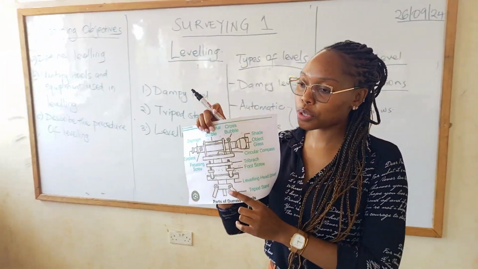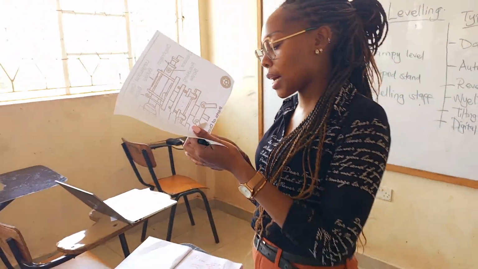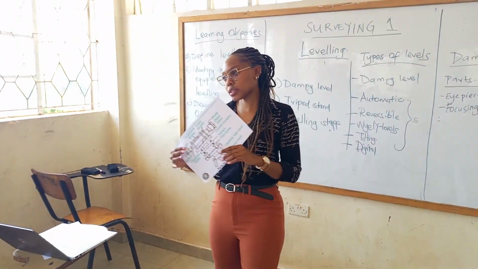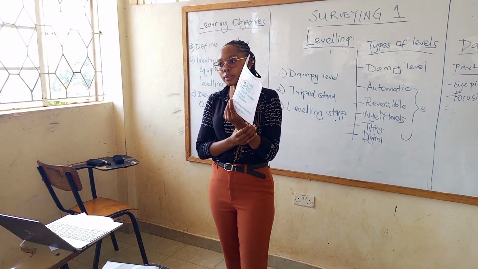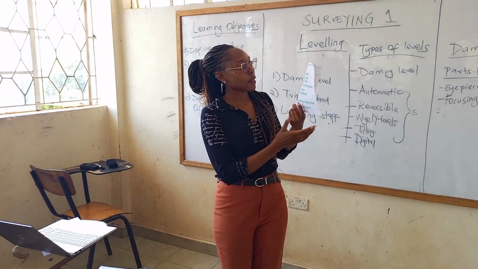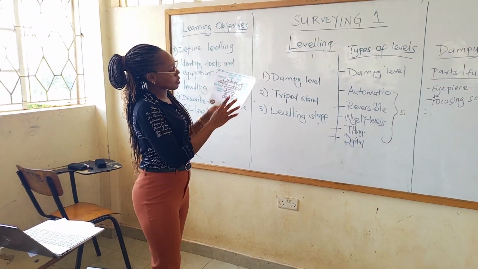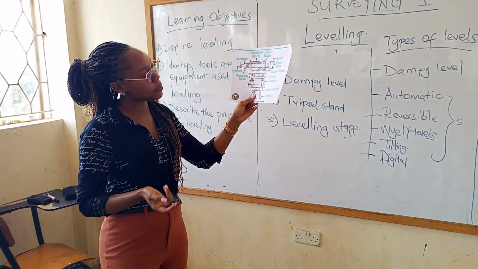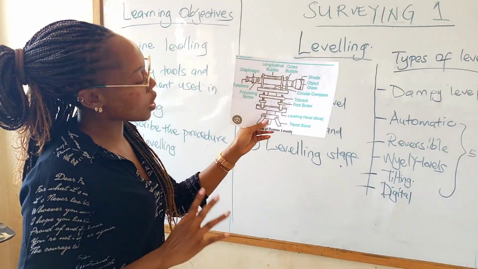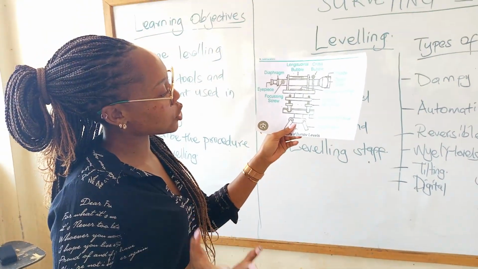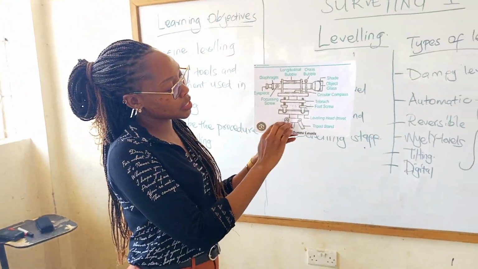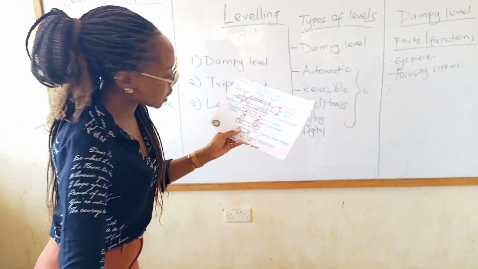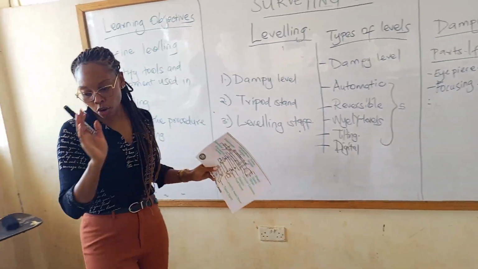There is a longitudinal bubble. Again, we have a practical class very soon, and I will illustrate how these parts function. Are we together? Yes. There are very many other parts. Kuna shade, kuna object glass, kuna circular compass, kuna tribrac, kuna foot screws, kuna cross bubble, kuna tripod stand. Now tripod stand, this part is not a part of a dumpy level. Sawa sawa? Yes. Because remember I told you a tripod stand is an object on its own.